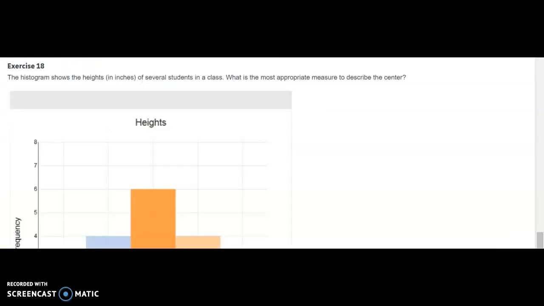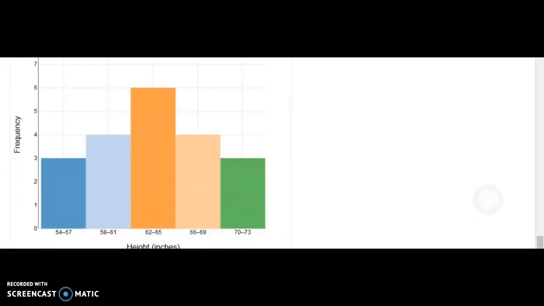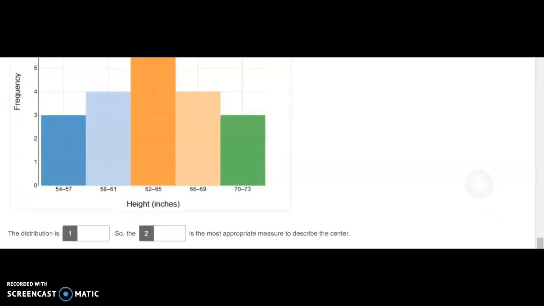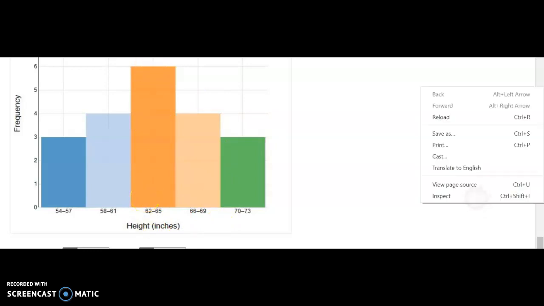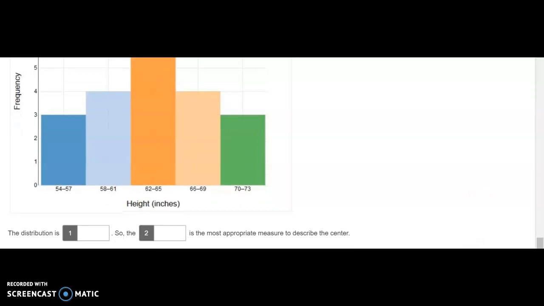This histogram shows the height in inches of several students in a class. What is the most appropriate measure to describe the center? Well, we can see that this is symmetrical. You can see whatever is happening over here is also happening over here. If we folded this paper in half, it would be the same. And we can also see that the best way to describe the measure would be the mean, because we could take all of these numbers, add them together, and that would be our middle, or our center, sorry.